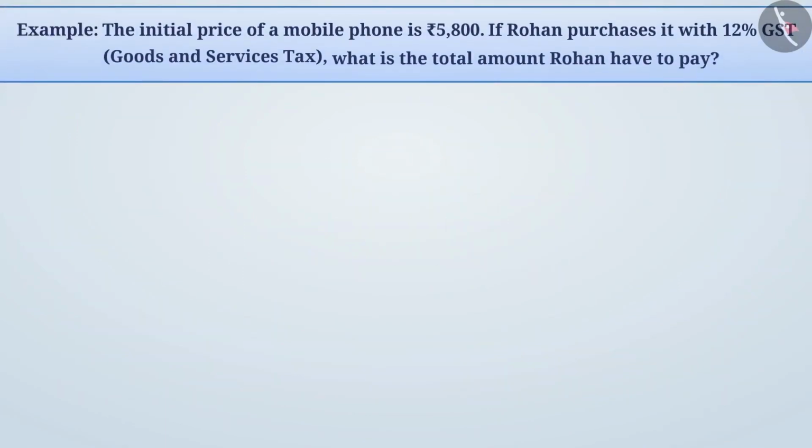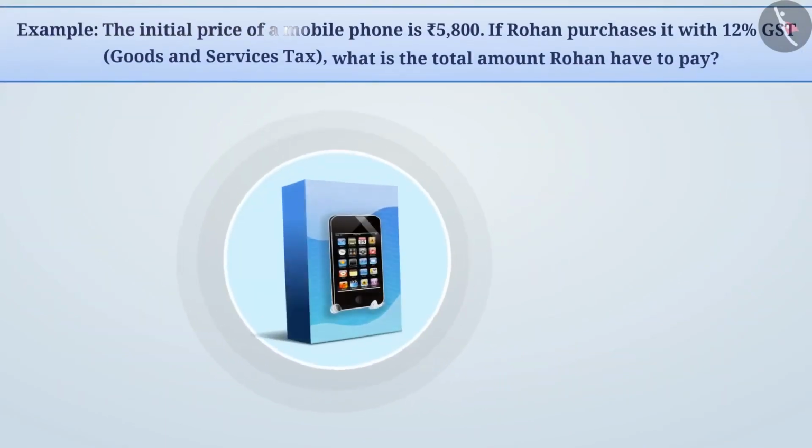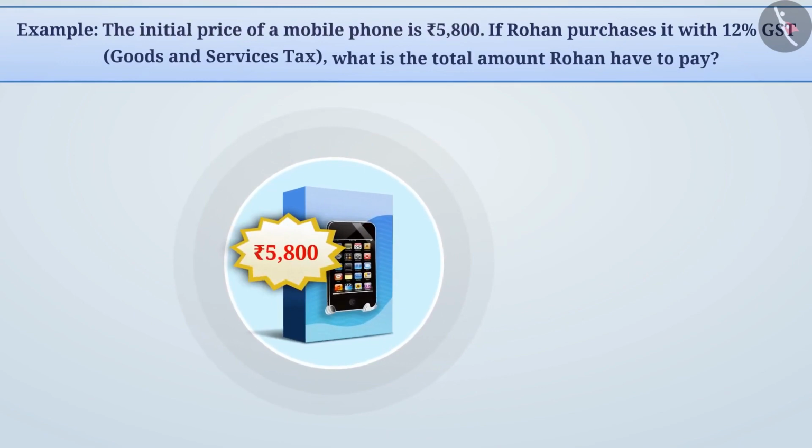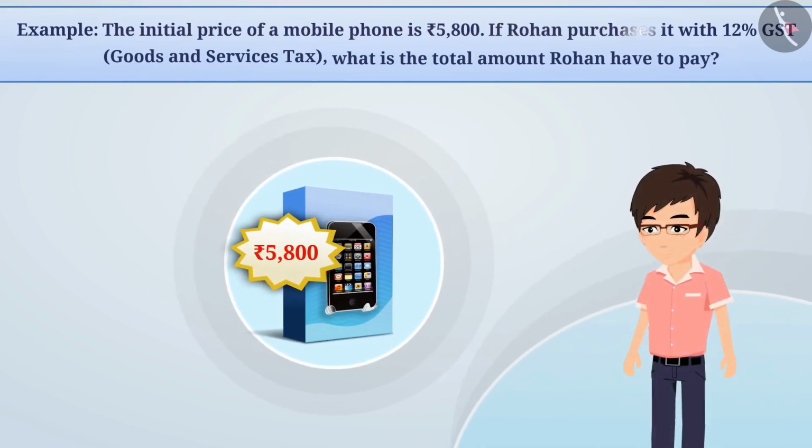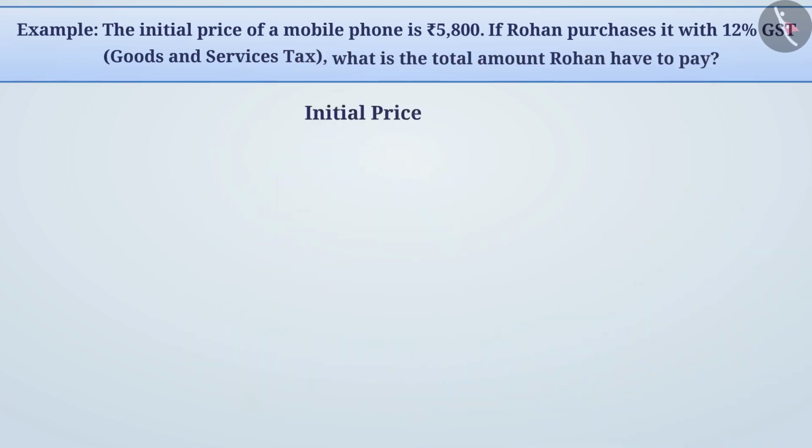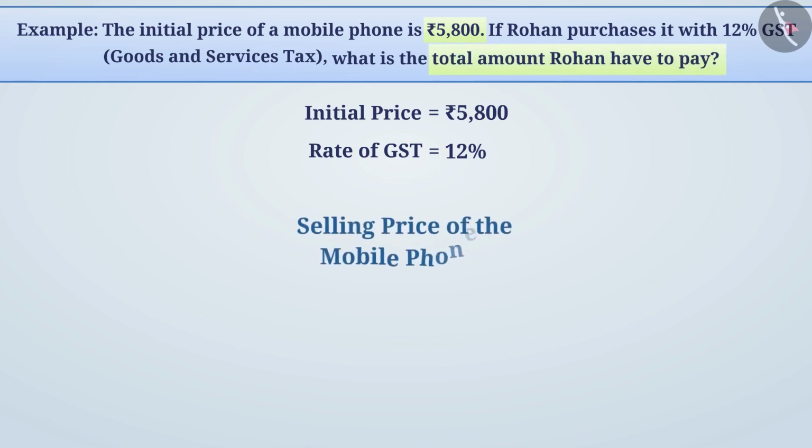Next example. The initial price of a mobile phone is 5,800 rupees. If Rohan purchases it with 12% GST, that is goods and services tax, what is the total amount Rohan has to pay? Here we are given that the initial price of the mobile phone is 5,800 rupees. The rate of GST is equal to 12%. We have to find out the total price that Rohan has to pay. That is, we have to find the selling price of the mobile phone.